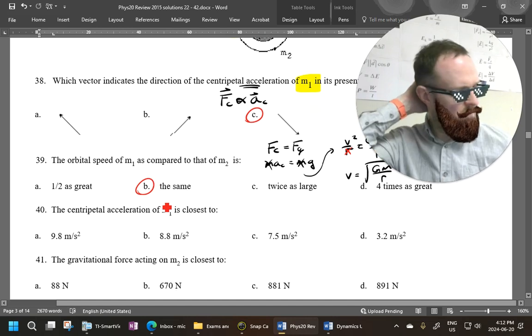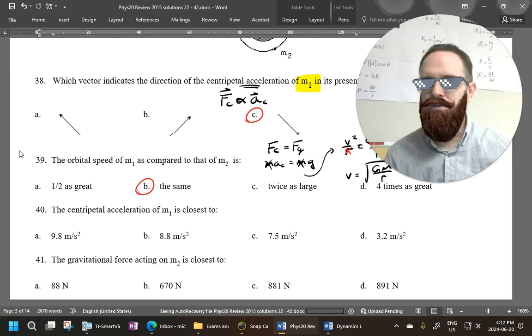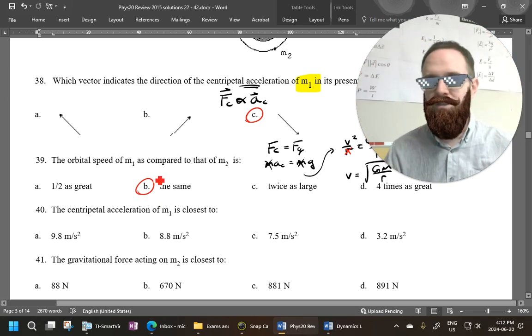Because it'd be weird if they had different speeds, they would collide into each other eventually. Because they hit each other. They're going the wrong way too. You have to make sure they're going in the same direction.